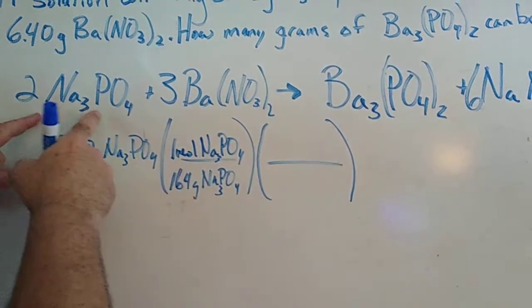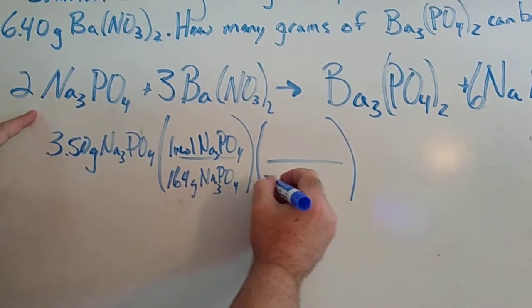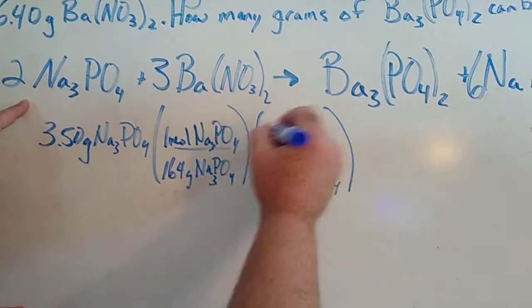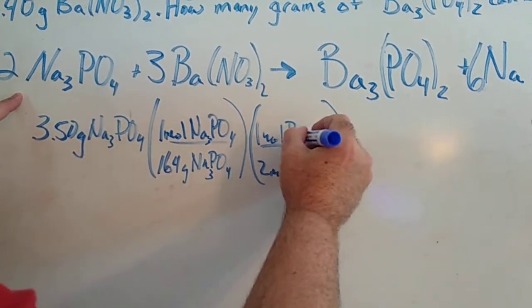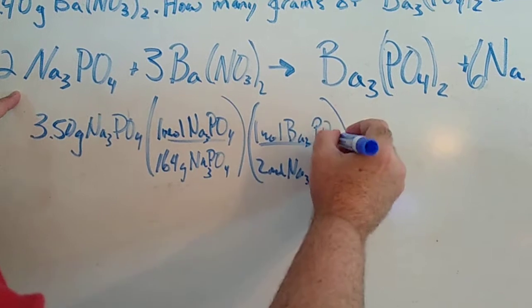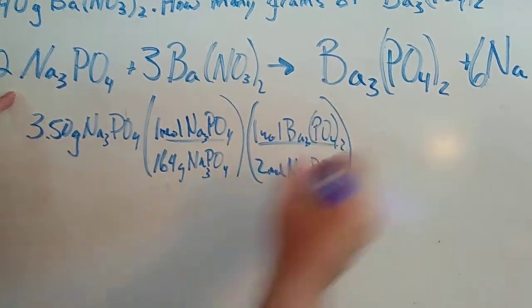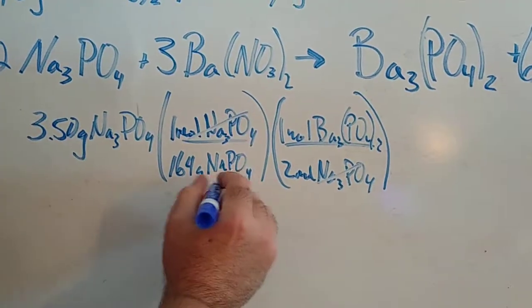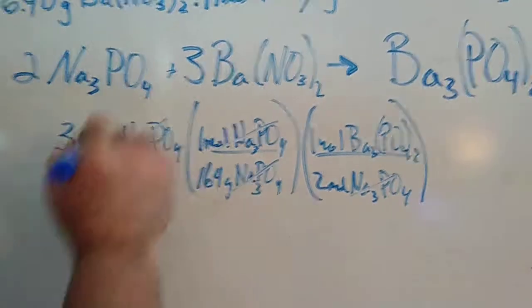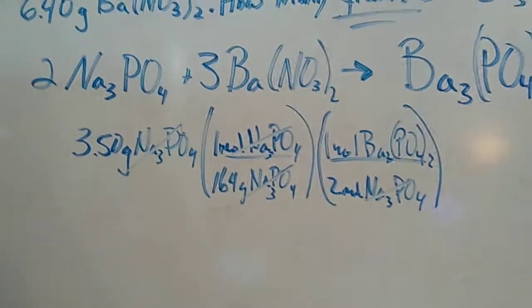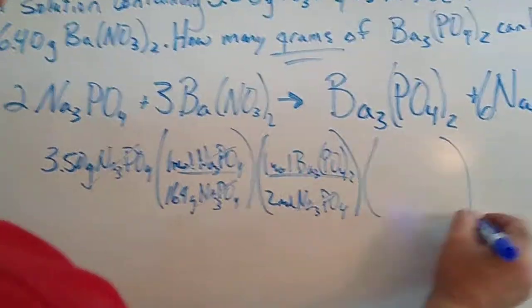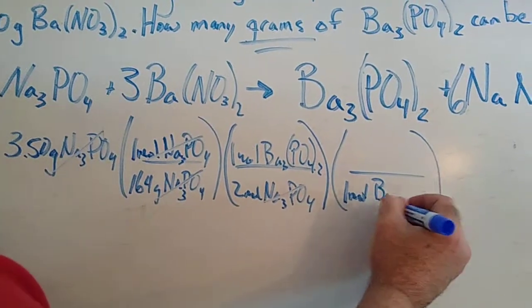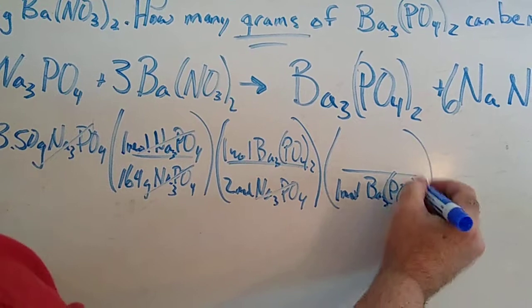Okay, so what are my relationships here? I have 2 moles of sodium phosphate to 1 mole of barium phosphate. Okay, that's all good. Now, a lot of times, if that's all it's asking for a limiting reactant, we may be able to stop there. But in this case, I asked how many grams do we have to get? So I do have to have that third step, which means 1 mole of barium phosphate weighs how much?